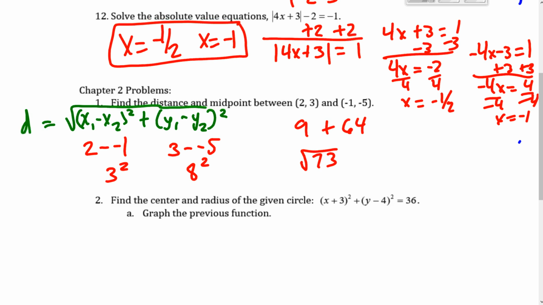Okay, and this one can't break down, so you can leave the square root of 73. That's fine. So make sure you remember to square root. Okay, take the difference. Remember, you're always subtracting. So if you're subtracting a negative, you've got to be adding.